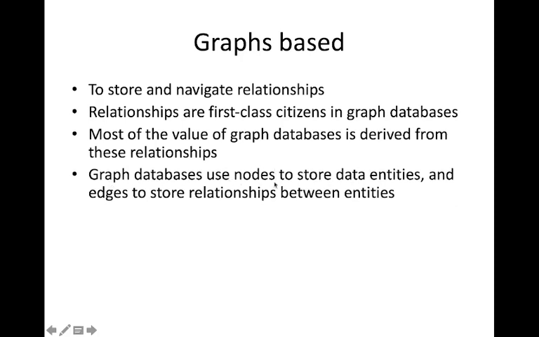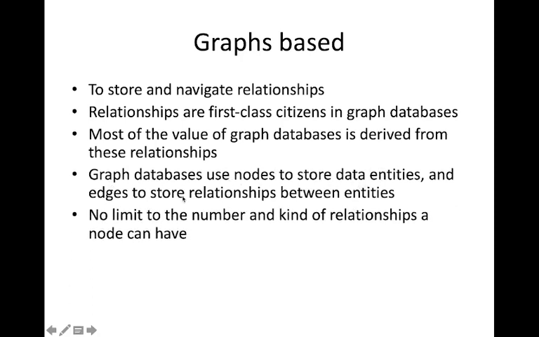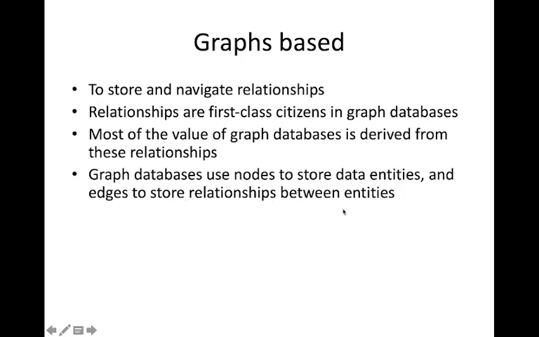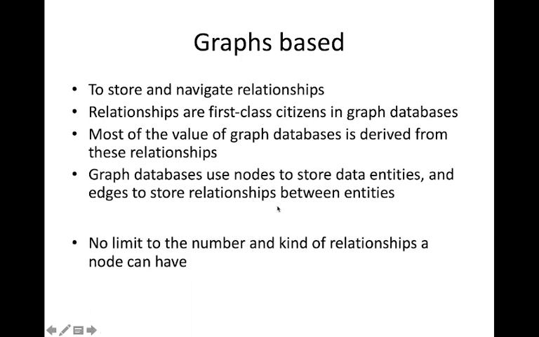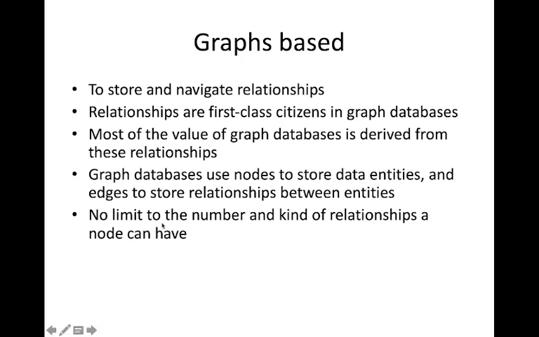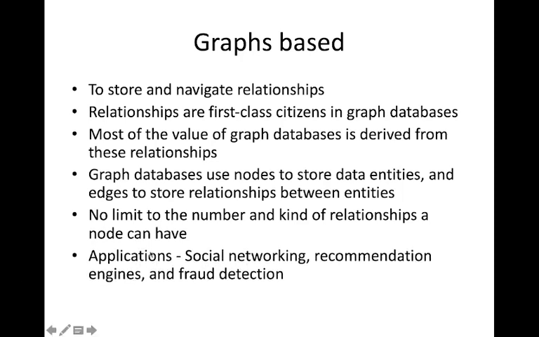Graph databases use nodes to store data entities and edges to store relationships between these entities. So entities will be the nodes and edges will represent the relationships between these nodes. And there is no limit to the number and kind of relationships a node can have. It can have many different kinds of relationships with other nodes. Okay, so the main applications are social networking and recommendation engines. Recommendation engines will use this kind of graph-based database.